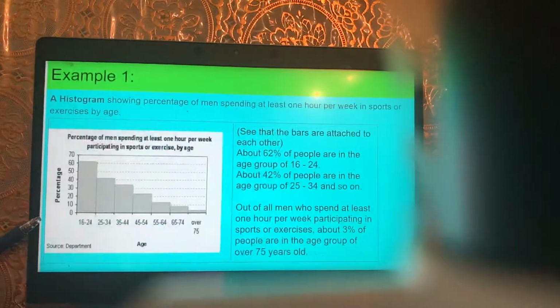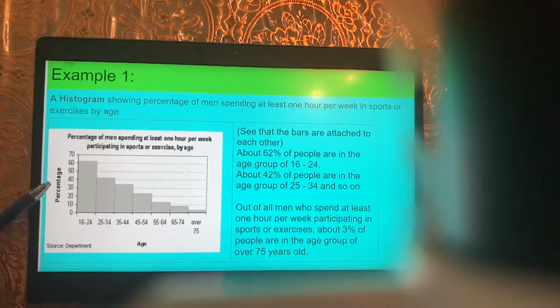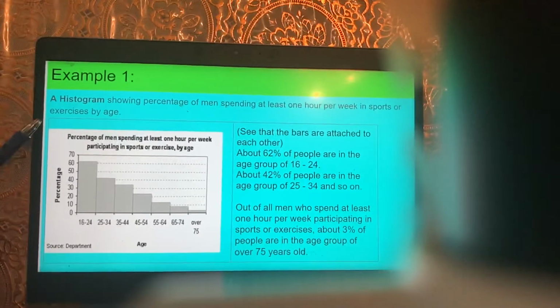This is a histogram. Let's take this example. For instance, this histogram shows the percentage of men spending at least 1 hour per week in sports or exercises by age group, say between 16 and 24, 62% of them. Between 25 and 34, there are 42% of them, and so on. So the bars are just attached to each other. It's continuous, unlike the bar graph.